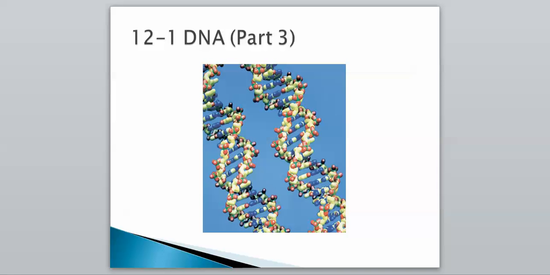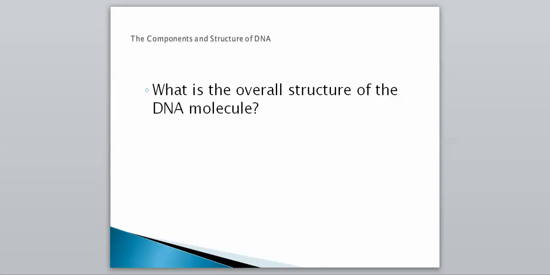This is Mr. B, and we're on our last part of Section 1, and we are going to talk about our last scientists today and what their contributions were to what we know about DNA. So we've looked at how DNA works, the fact that it is, in fact, our genetic material, and now we're going to look at what is the overall structure of our DNA molecule. When we zoom in on DNA, what is it actually made of, and what does it look like?